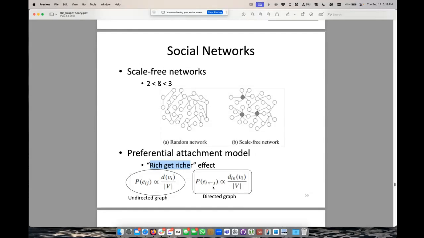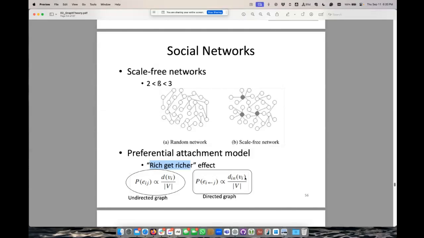Similarly, in a directed graph, if the edge is from j to i, then if j is trying to connect to an individual i, then j is choosing an extremely popular individual. So the probability of this edge depends on what is the in-degree of that vertex i, right? So the higher the number of connections for that individual i, the more chances are that any individual like j would try to connect to them, right?